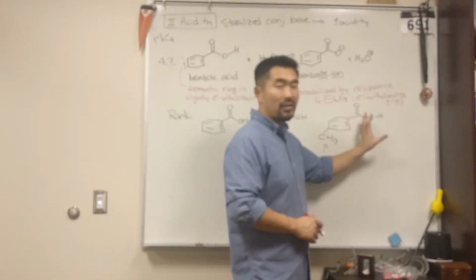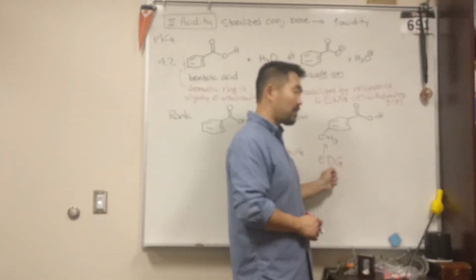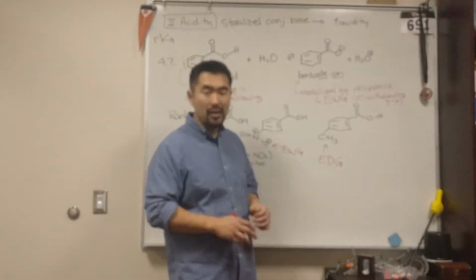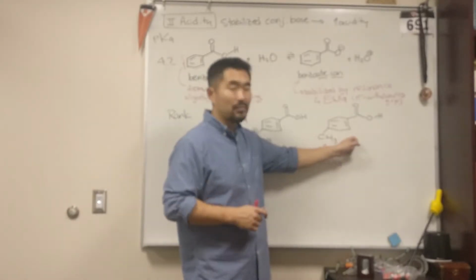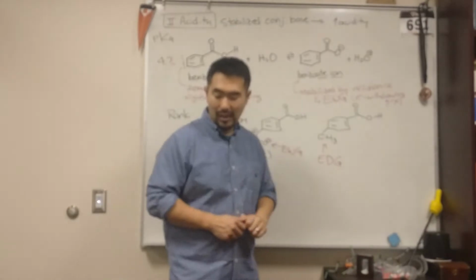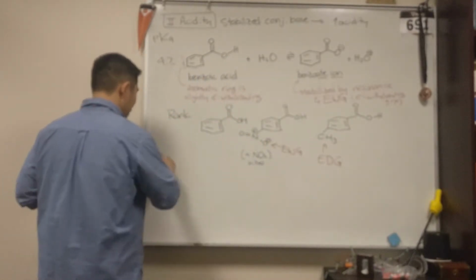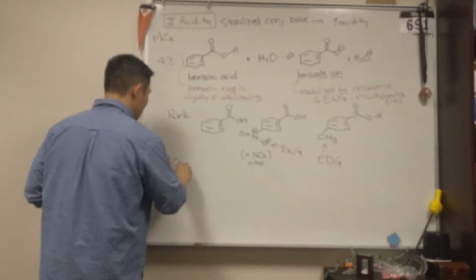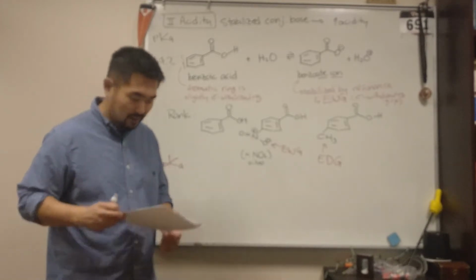So that negative charge will be destabilized by the presence of an electron donating group. For that reason, we predict this to be the worst acid of the three, this to be the best, and that ranking actually is reflected in the actual pKa if you were to measure it.